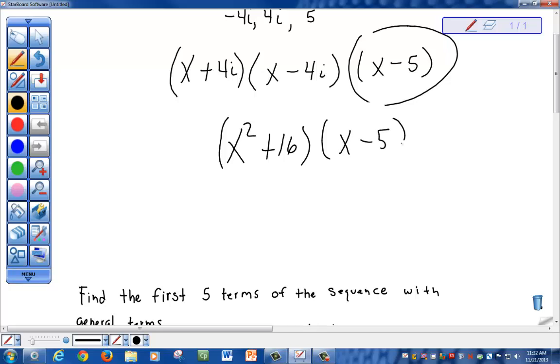So x squared times x is x cubed. x squared times -5 is -5x squared. 16 times x is positive 16x. And 16 times -5 is -80. So now we have x cubed minus 5x squared plus 16x minus 80. We can't simplify further, and we can't combine like terms, so this is our final answer for this problem.